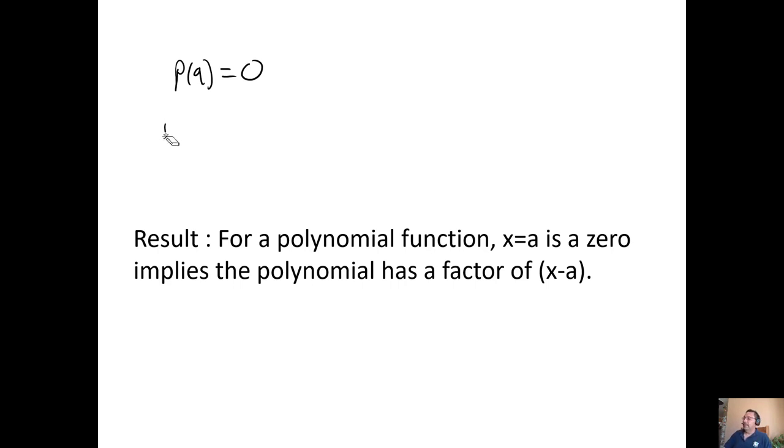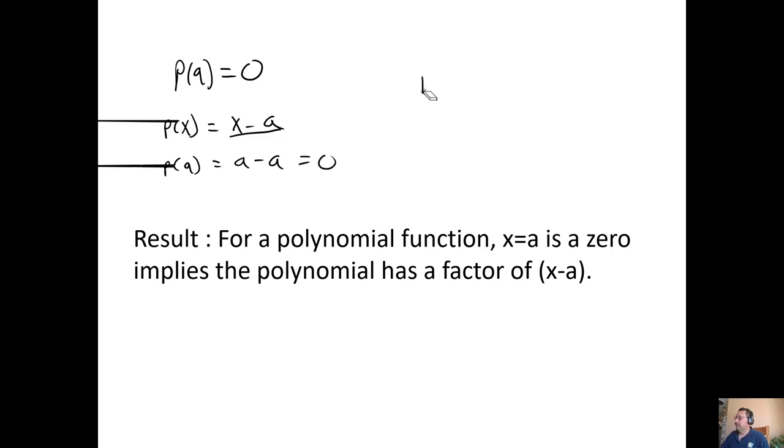Notice that if p of x is x minus a, then p of a is a minus a, which is 0. So if you have a polynomial function and a makes it 0, x minus a has to be a factor, right? And so that's going to help you factor, because then you will know what one of those factors is. One of the factors has to be x minus a.